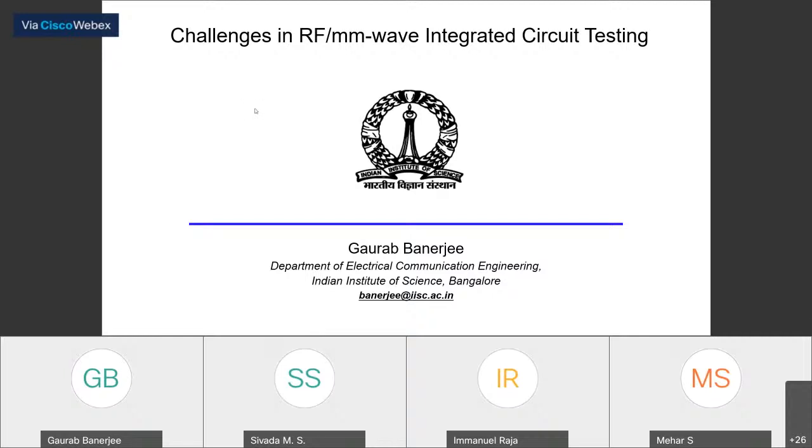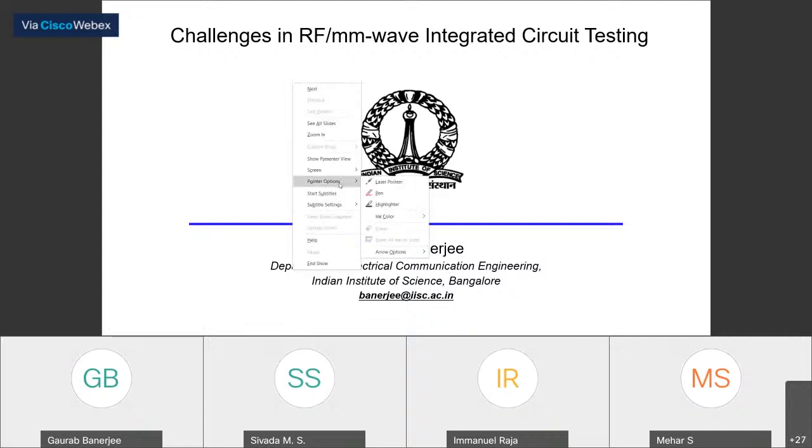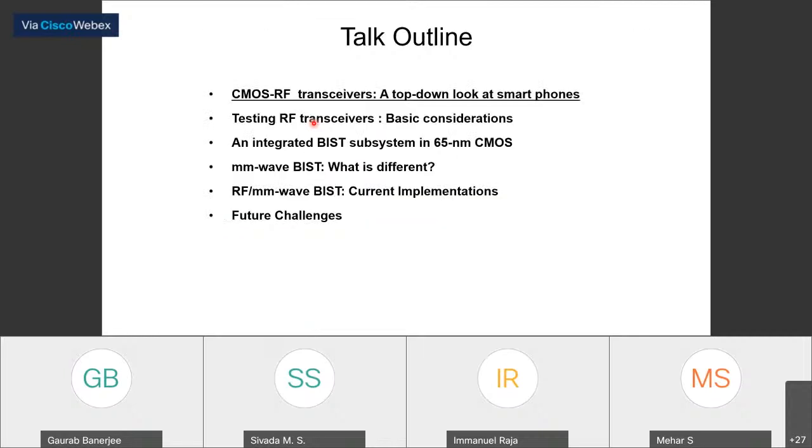So I will start off with my talk, which is about challenges in RF and millimeter wave integrated circuit testing. As some of you might know, integrated circuit testing is as important as integrated circuit design. So it's very important for us to look at the testing side of things, perhaps even in the design phase itself. This results in significant cost savings and does a lot of great things, actually.